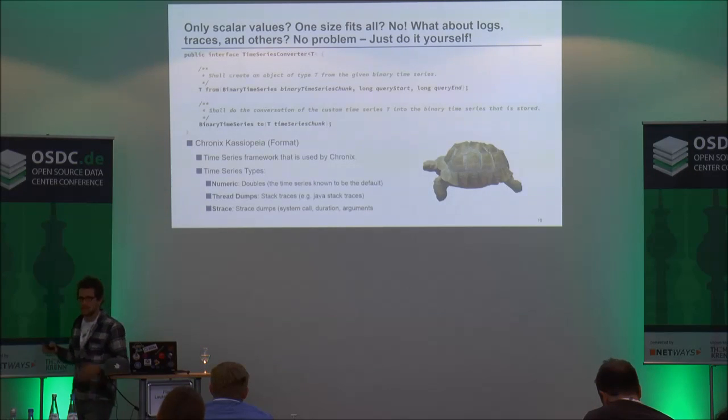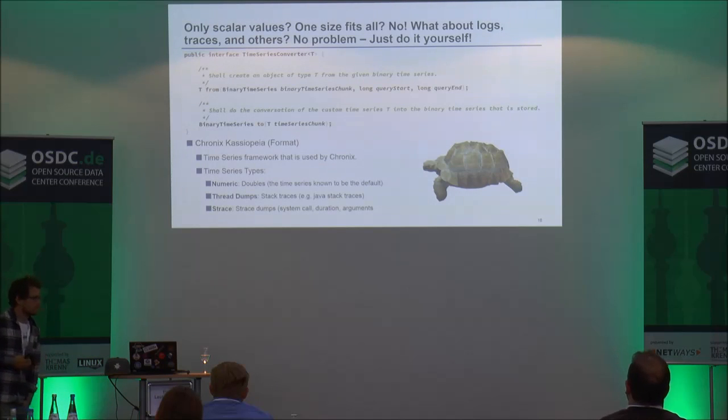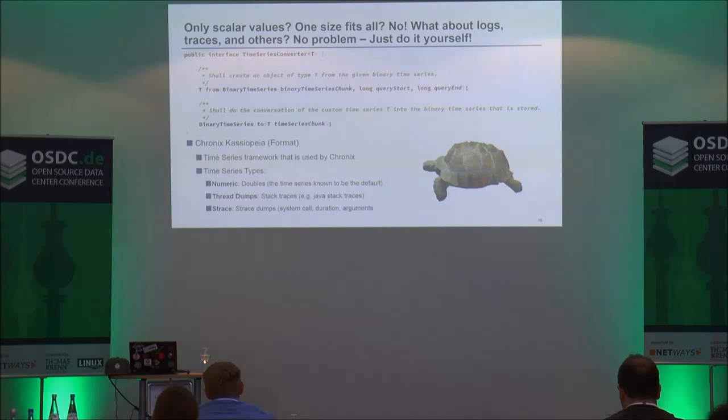So what if you have a time series that has a specialized form that only you have, and you want Chronix to store that time series? In that case, you have to implement an interface with two methods called from and to, and you get a binary time series chunk, which is the representation of the record. It's a key value map with the compressed data blob and all attributes. So you only have to describe how to convert that binary time series into your special time series and vice versa. And with Chronix we have a time series framework called Chronix Cassiopeia.